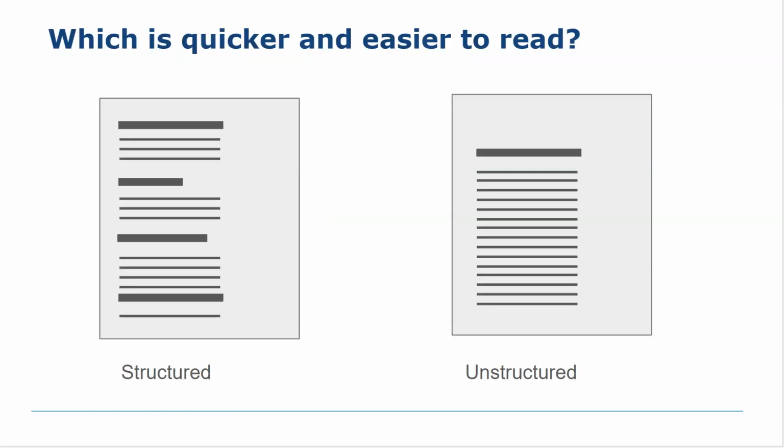Some words about format. On the left, we have a structured abstract with headings and a sentence or two under each heading. On the right is an unstructured narrative abstract where the sections of the abstract are in running sentences. As a reviewer, I find the structured abstract quicker and easier to read, and as a reader, I also find the structured abstract quicker and easier to find specific information.